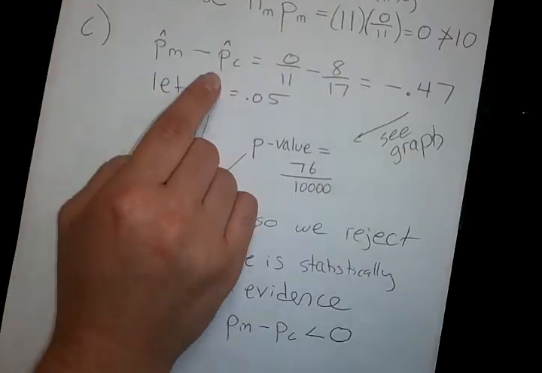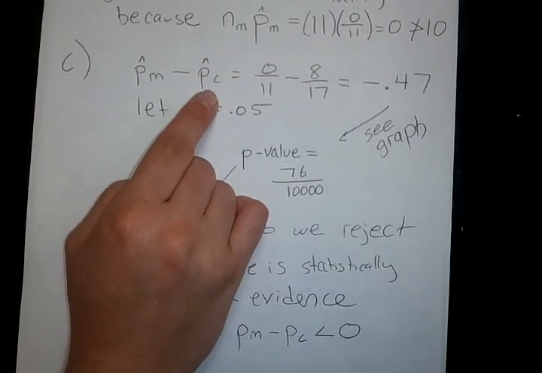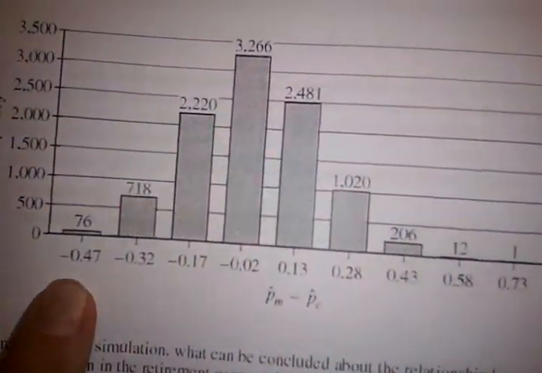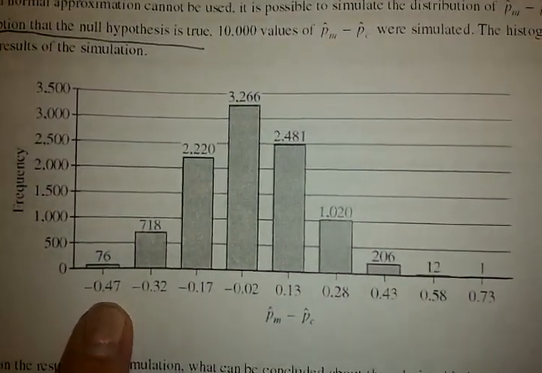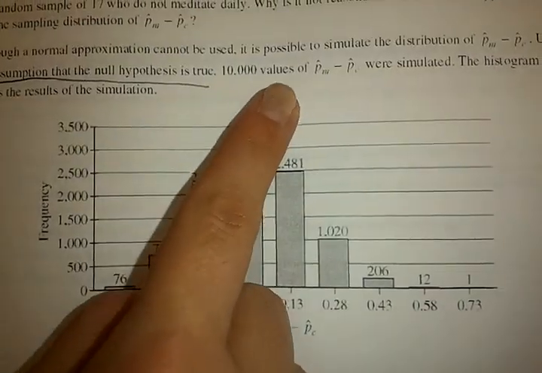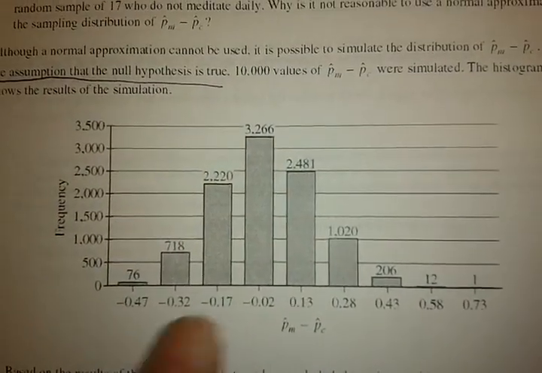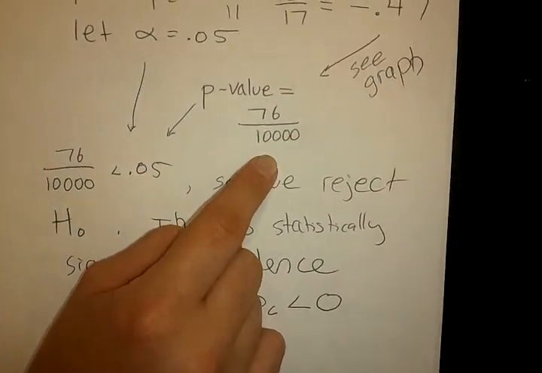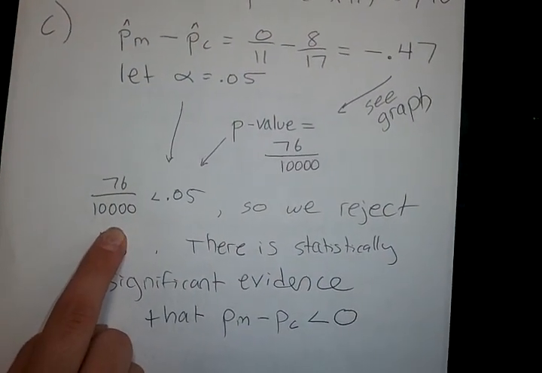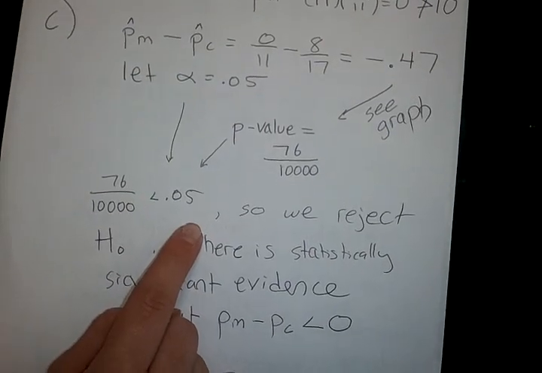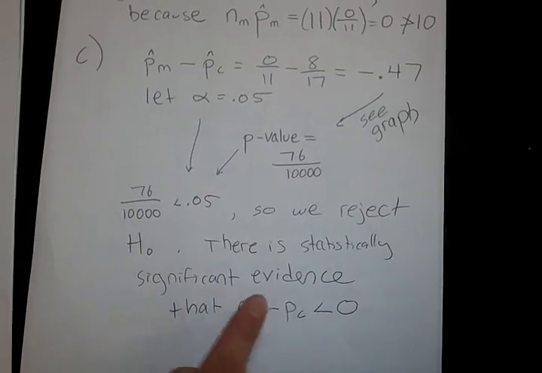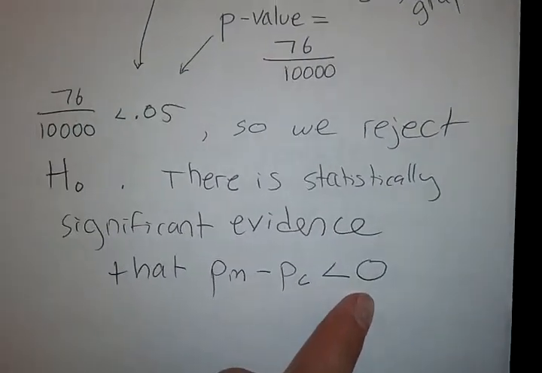So our statistic here is P hat M minus P hat C, which is negative 0.47. And if we look at the graph here, we see that in the simulation there were 76 counts of getting a value like that or more extreme out of 10,000 values. So 76 out of 10,000 is our p-value. And if we let alpha equal 0.05, we see that 76 out of 10,000 is less than 0.05. So what we conclude is that we reject the null hypothesis and say there is statistically significant evidence that PM minus PC is less than 0.